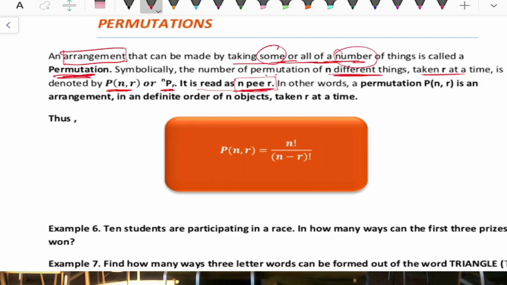In other words, a permutation nPr is an arrangement in definite order. Now this is very important for you guys to understand. Definite order of n objects taken r at a time. Definite order is why we have so many different arrangements. Order is what makes the arrangement different. While arranging chairs, you consider some order. While making a queue, you consider definite order.